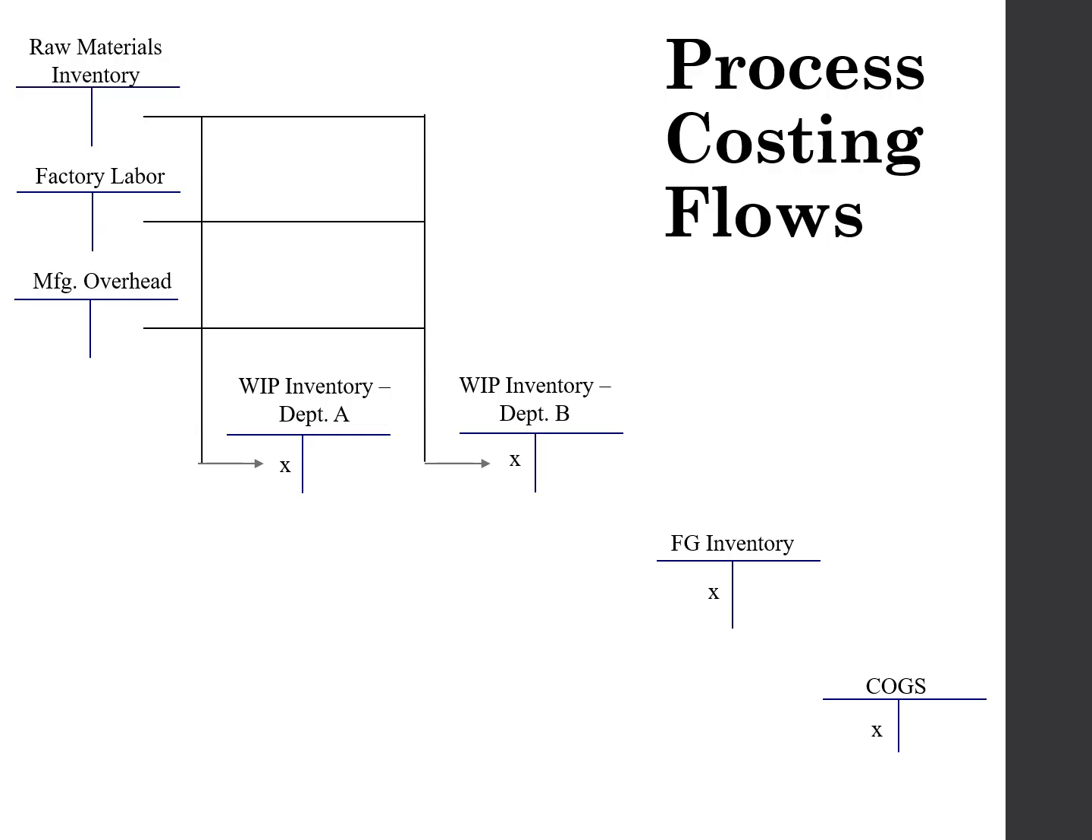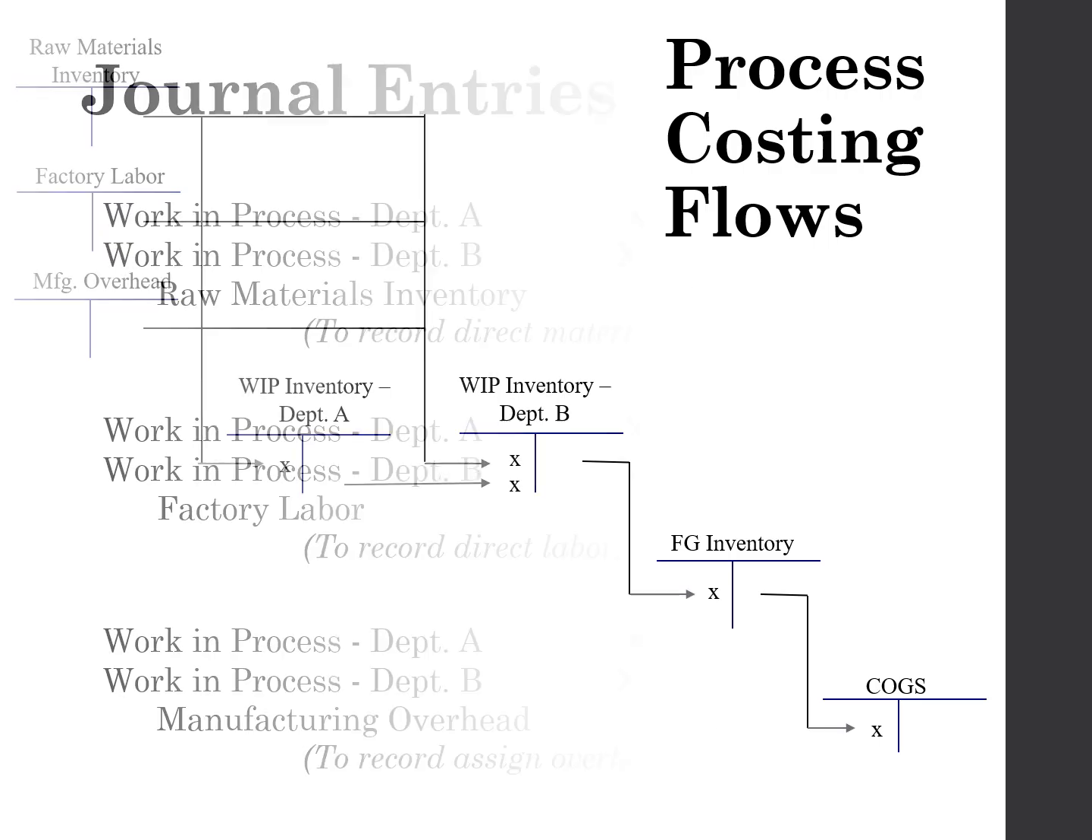Process costing assigns manufacturing cost for materials, labor, and overhead to work in process accounts for each department or manufacturing process. It transfers the cost of units completed from one department to another as those units move through the manufacturing process. The system transfers the cost of completed work to finished goods inventory, and finally, when a product is sold, the cost transfers to cost of goods sold.